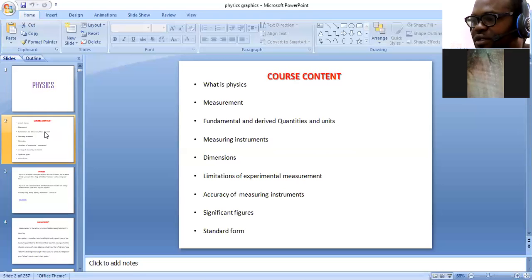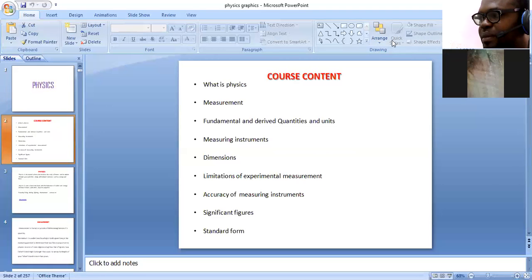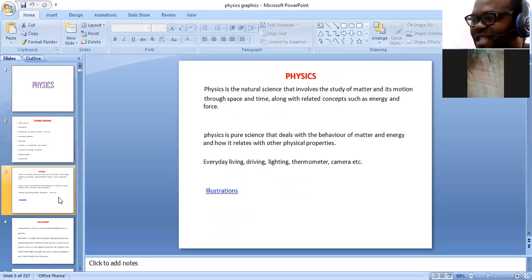Measurements, fundamentals and derived quantities in units, measuring instruments, dimensions, limitations of experimental measurements, accuracy of measuring instruments, significant figures, and standard forms. So these are basics, and they're under introduction in physics, and those are the things we are going to be looking at today, if time permits us.